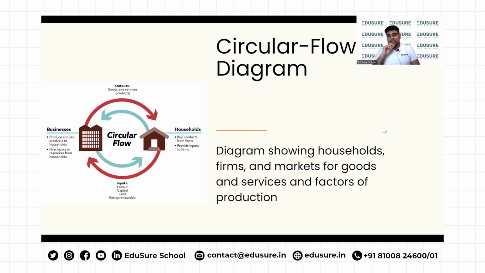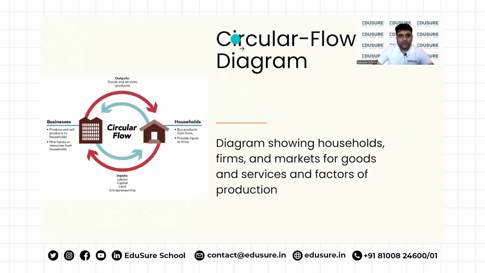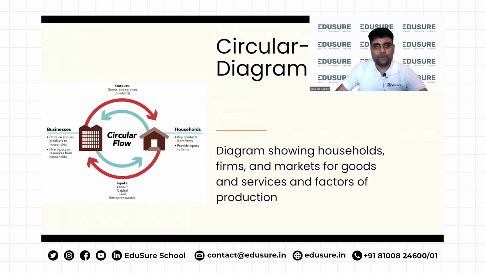Okay, so there are two decision makers in the model, households and firms. Okay, there are two markets, the market for goods and services and the market of factors of production. ठीक है, firms are the sellers in the market for goods and buyers in the market for factor of production. ठीक है, and households are buyers in the market for goods and services and seller in the market of production. ठीक है, I hope all of you are able to see this. देख पा रहे हैं? सही है, ठीक है.